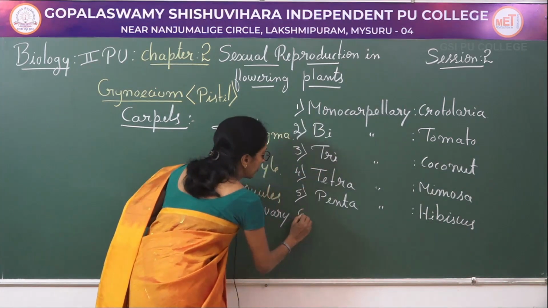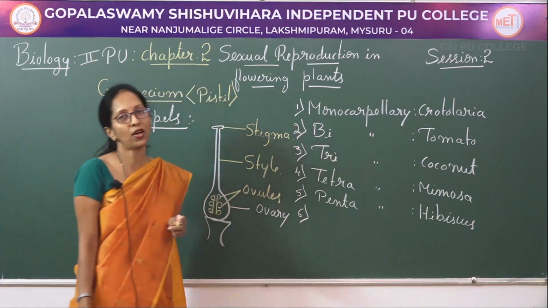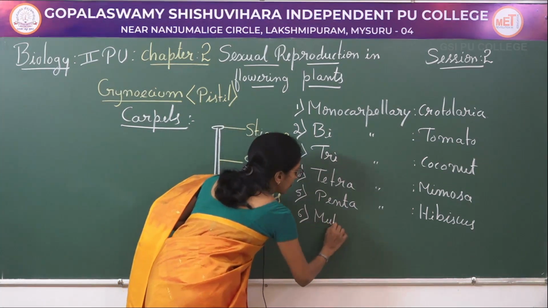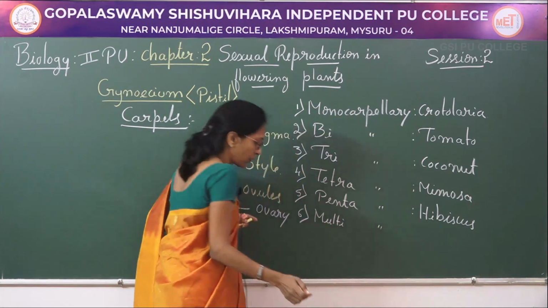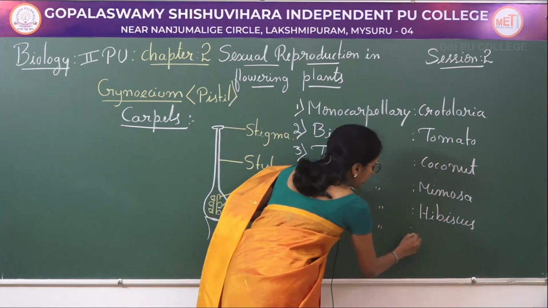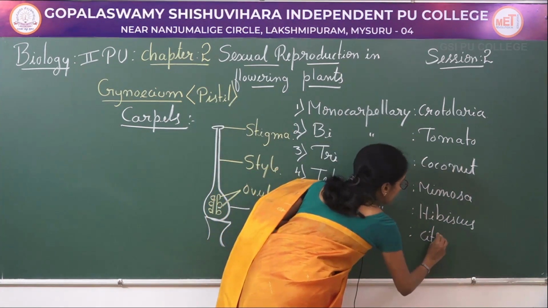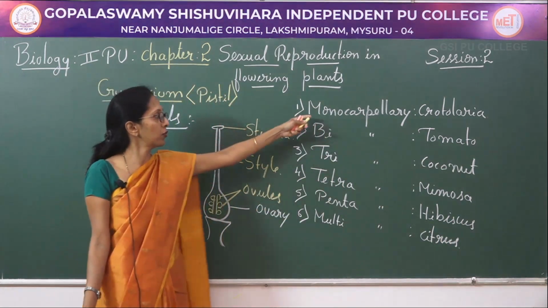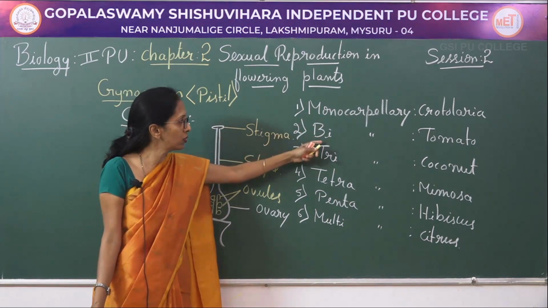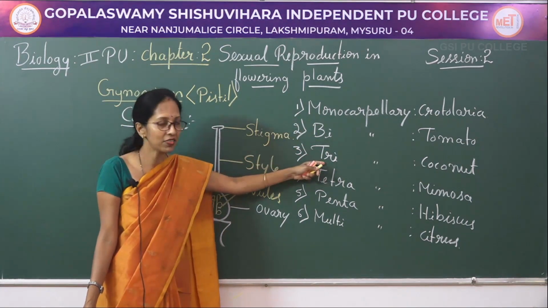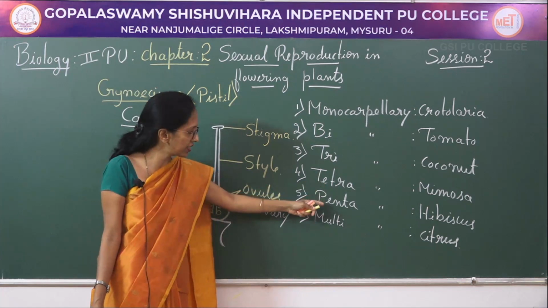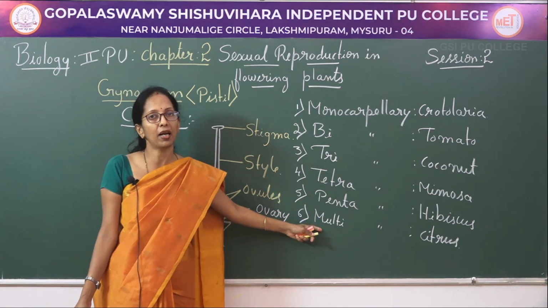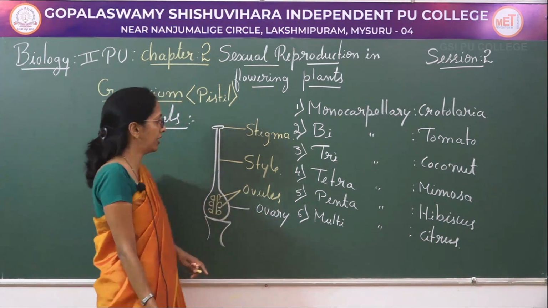If the gynoecium is made up of more than 5 carpels, then it is said to be multicarpellary or polycarpellary. Citrus. So, the gynoecium made up of only 1 carpel is mono, 2 is bi, 3 is tricarpellary, 4 is tetra, 5 is penta, and more than 5 is said to be multi or polycarpellary.